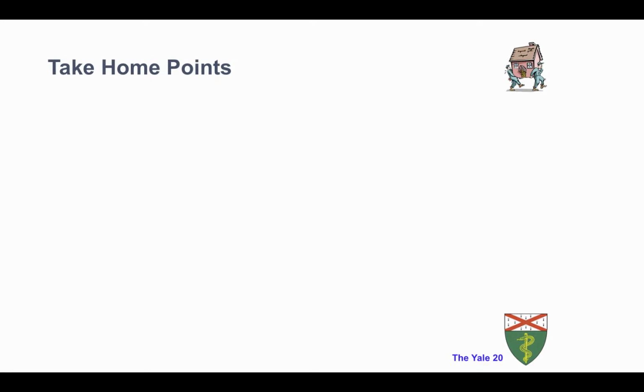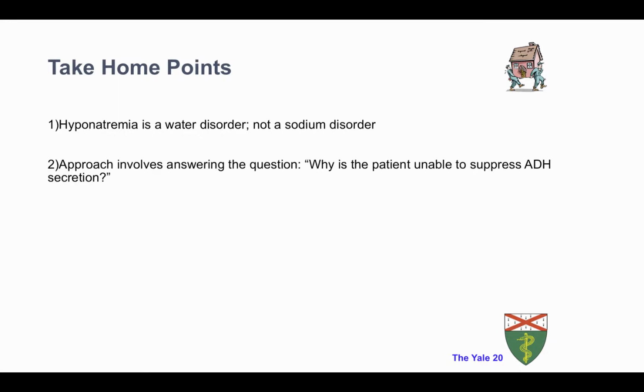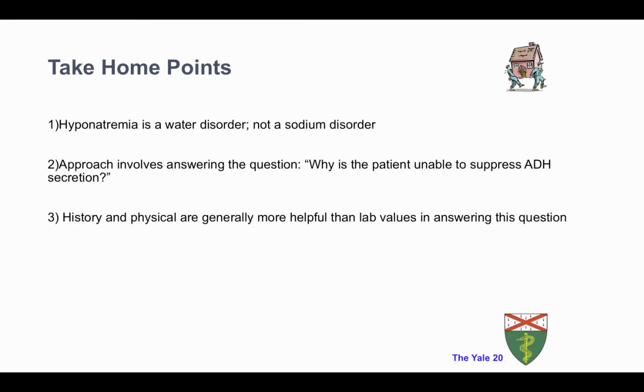And that brings us to the end of our talk. So let's quickly wrap up by going over some take-home points. First and foremost, hyponatremia is a water disorder, not a sodium disorder. And since ADH is the primary regulator of water balance in the body, the approach to the hyponatremic patient involves asking the question, why is our patient unable to suppress ADH secretion? And in general, the history and the physical are most helpful in answering this question.